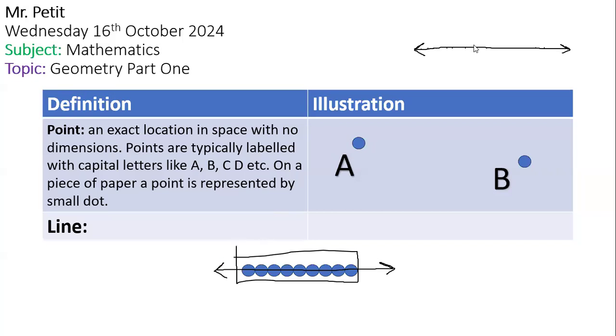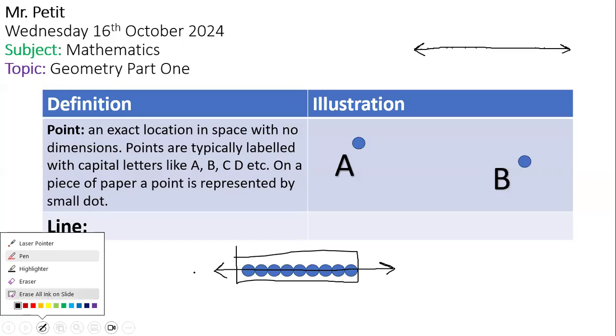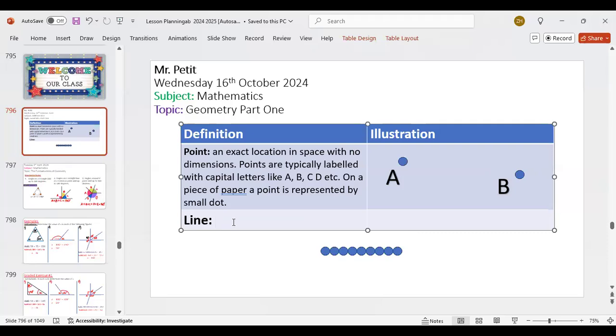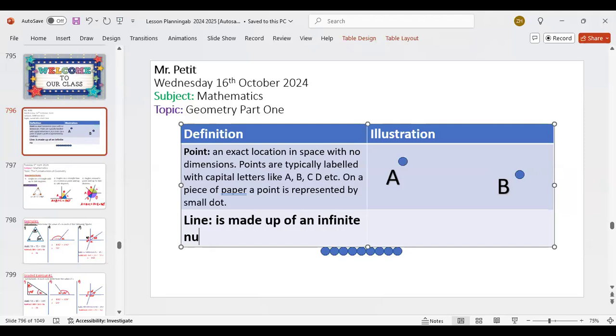No, sir. That's what a line was. A line is an infinite number of points come together. That's what I mean by a line. So let's erase that and write that down. A line is made up of what? An infinite number of what? Of points.